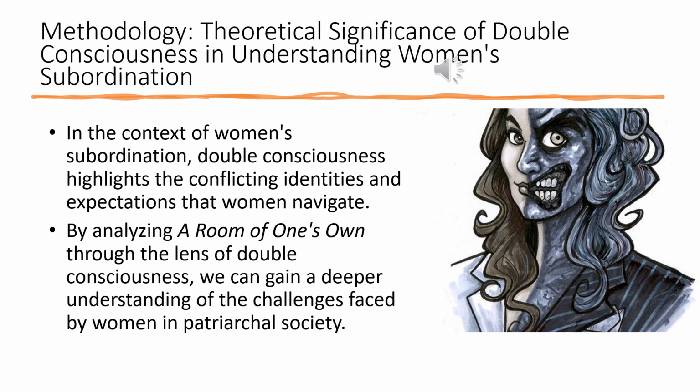In this paper, we use the concept of double consciousness to explore how women's subjugation is captured in the essay A Room of One's Own. We're looking at it also in order to explore the challenges faced by women in a patriarchal society that is captured in the essay.